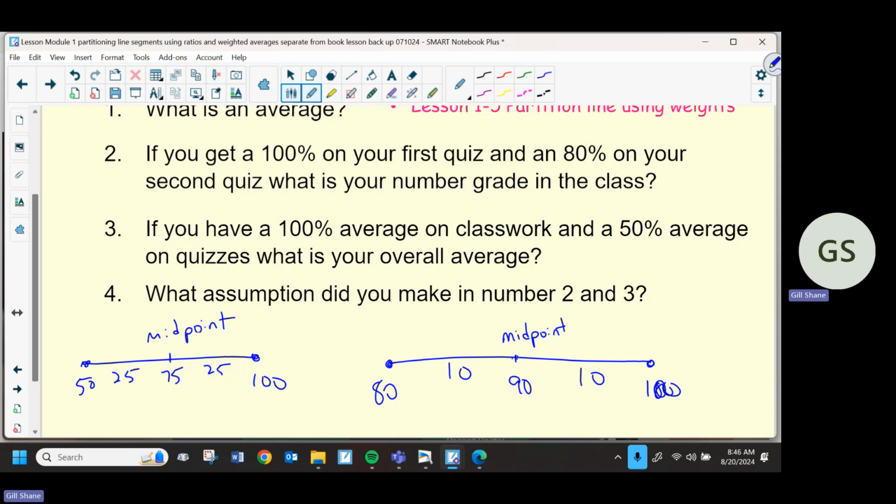You ever have a class where classwork isn't worth as much as quizzes? Oh yeah, a lot of times. Where you can have a great average on your classwork, but not be doing so great on your quizzes, and your grade's not so great. We are assuming in both of these problems those values are weighted equally. We're assuming that number is just as important as that number, which is not always the case.